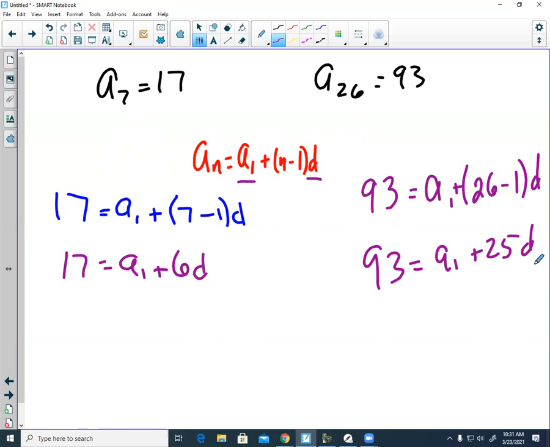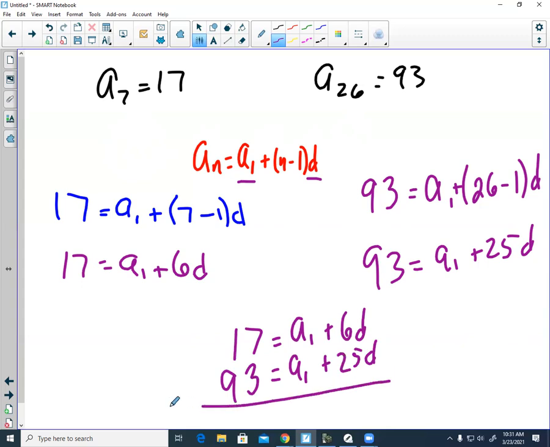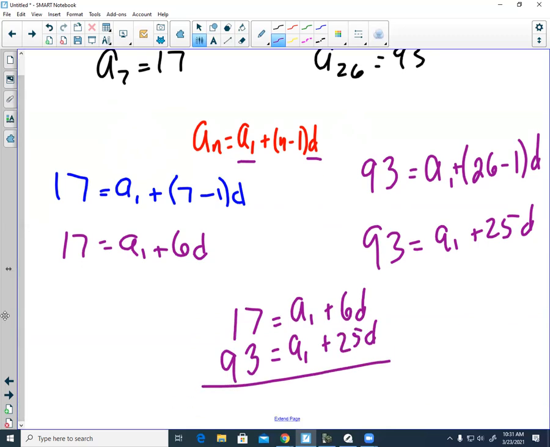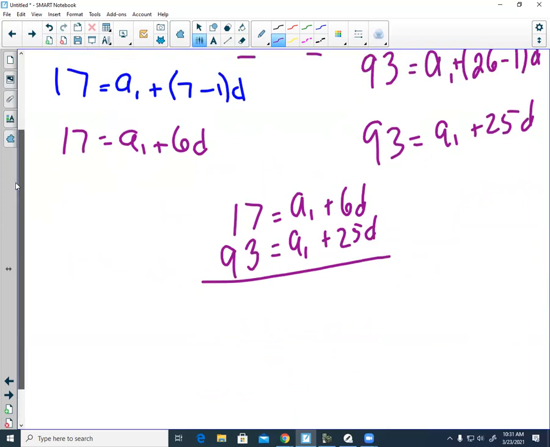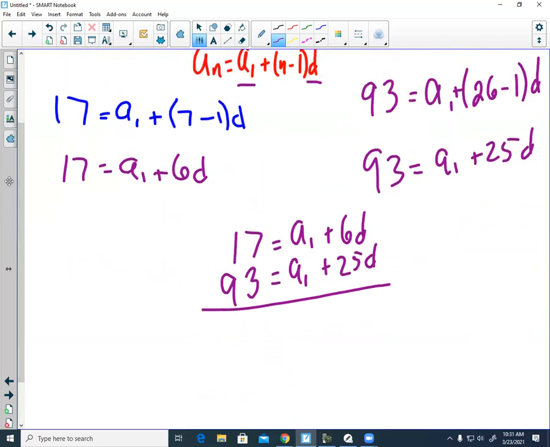Now, do you guys prefer substitution or elimination? We could use either one. It doesn't make a difference at all. So let's use elimination. If I line these up, I'm going to get 17 equals A1 plus 6D, and 93 equals A1 plus 25D. It should not make any difference no matter how you do this. If you did one equation before the other one, it doesn't make a difference. So what do we get?